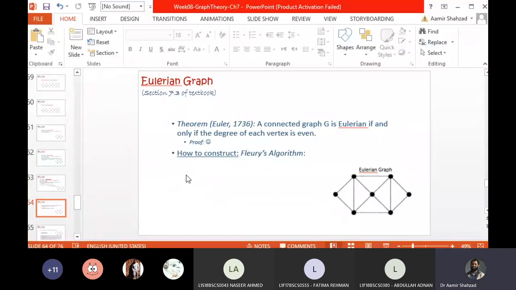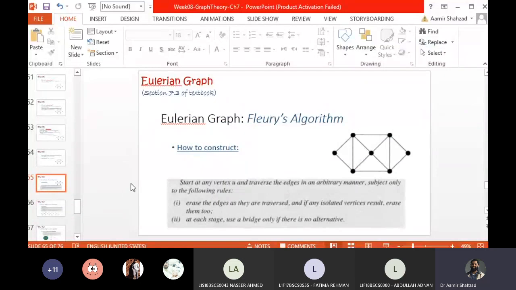So important question is how to construct an Eulerian path. If we know a certain graph is Eulerian graph, हमें एक ग्राफ दिया हुआ है जिसमें हर एक वर्टेक्स की डिग्री इवन है, so we say it is Eulerian graph. How to construct an Eulerian path over it? So we have Fleury's algorithm. हम ये algorithm अभी स्टडी करेंगे और then we will stop the class.